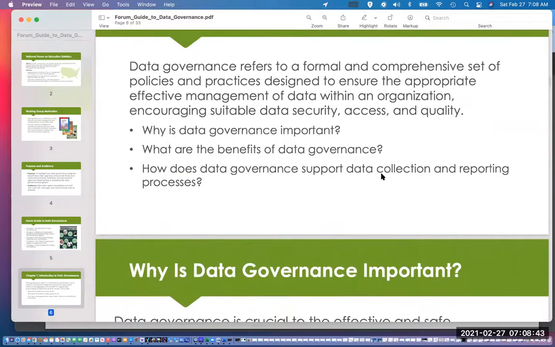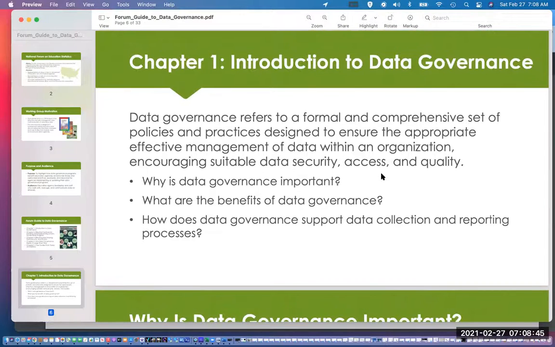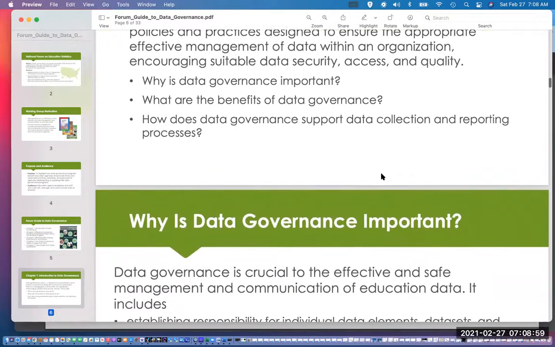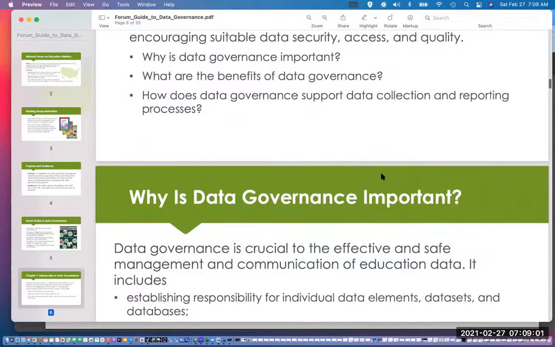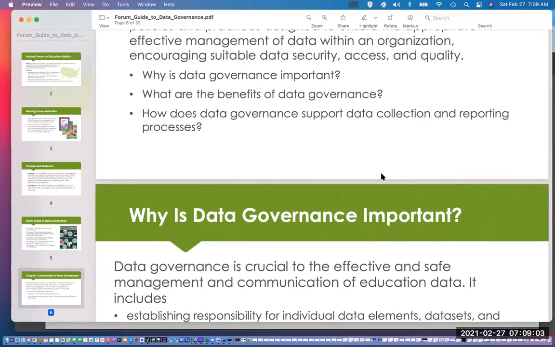Chapter 1: Introduction to Data Governance. Data governance refers to a formal and comprehensive set of policies and practices designed to ensure the appropriate effective management of data within an organization, encouraging suitable data security, access, and quality. Why is data governance important? What are the benefits of data governance? How does data governance support data collection and reporting processes?